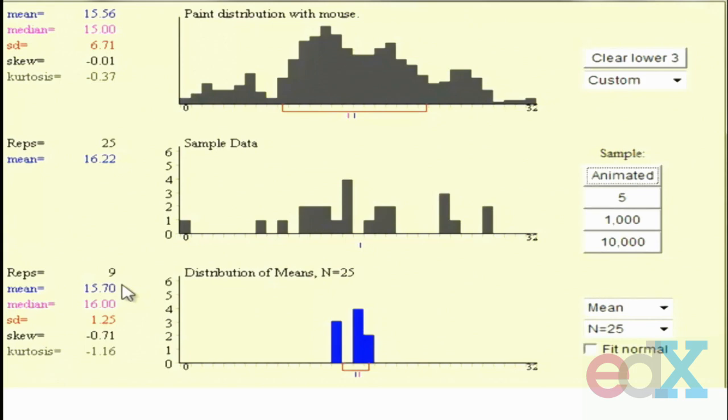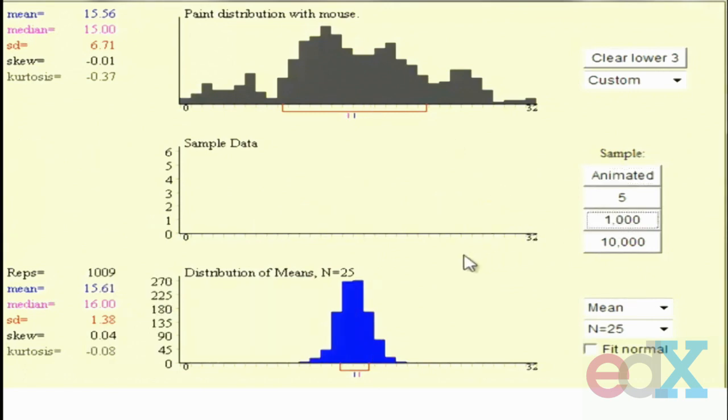Okay. Now, we could keep on doing this, but let's just do it 1,000 times. So here we go, 1,000 times. And now the mean of the means is 15.61, as opposed to 15.56, which is the mean of the population. Let's do it another 10,000 times. Okay, and now the mean of the means is 15.57. We're getting about as close to the mean of the population as we're going to get. So it's 15.57.